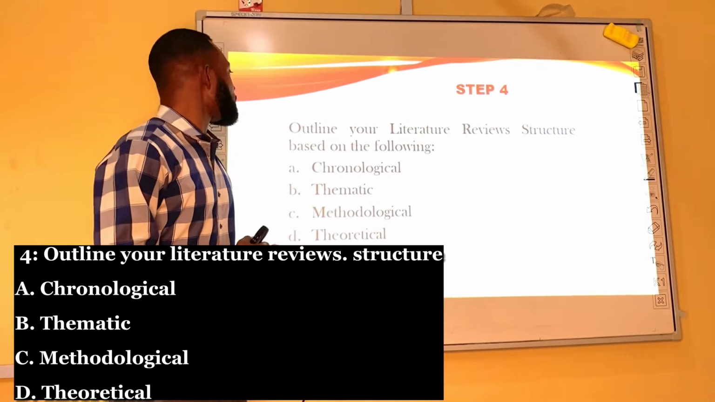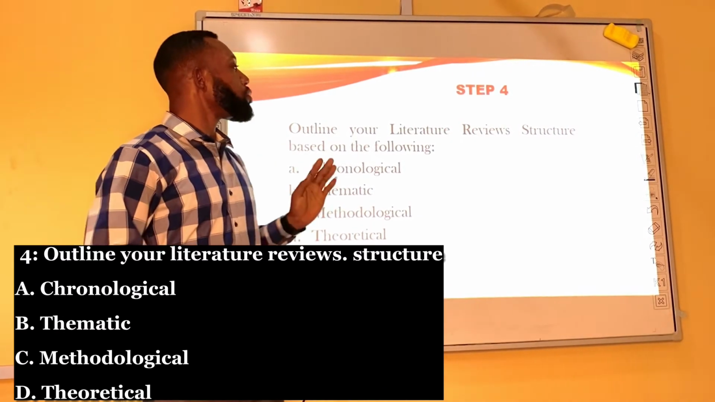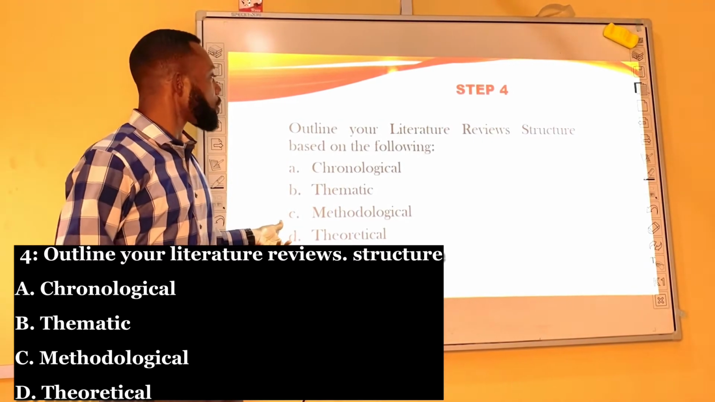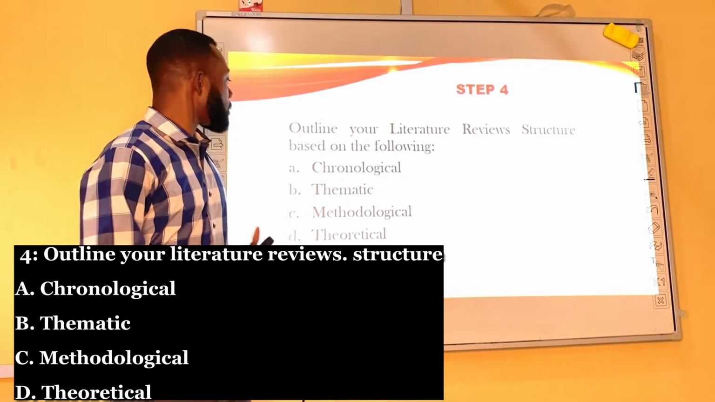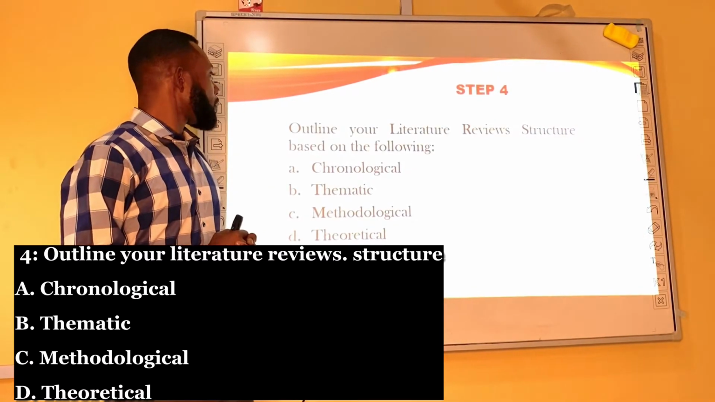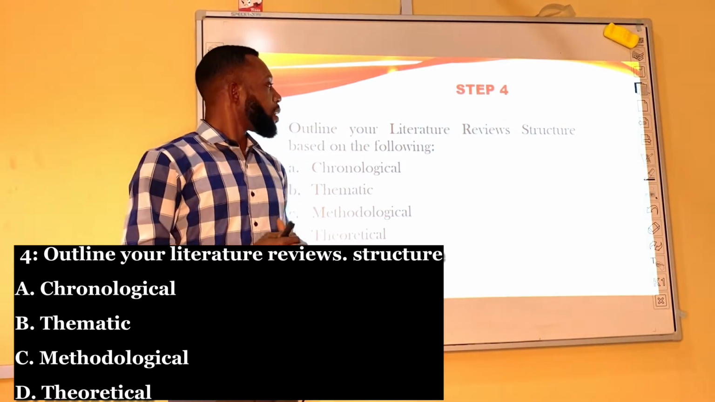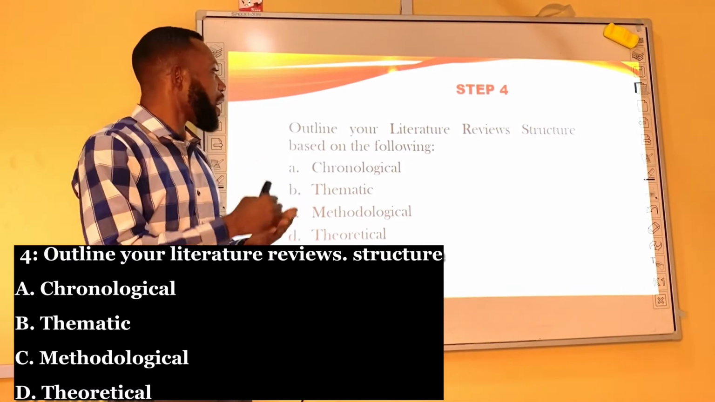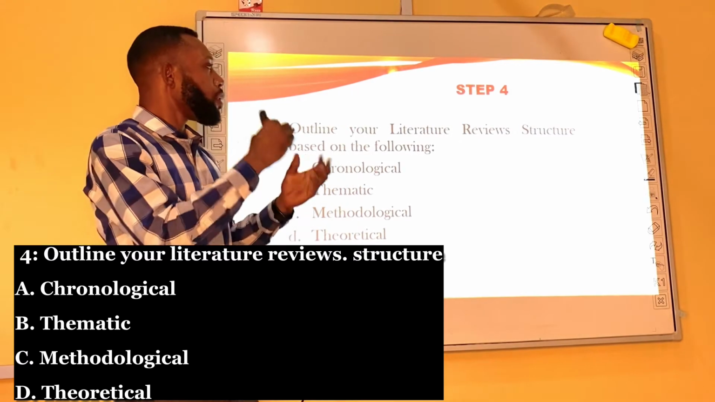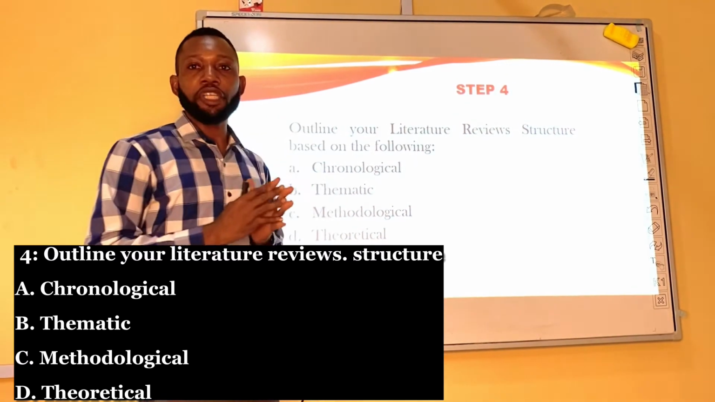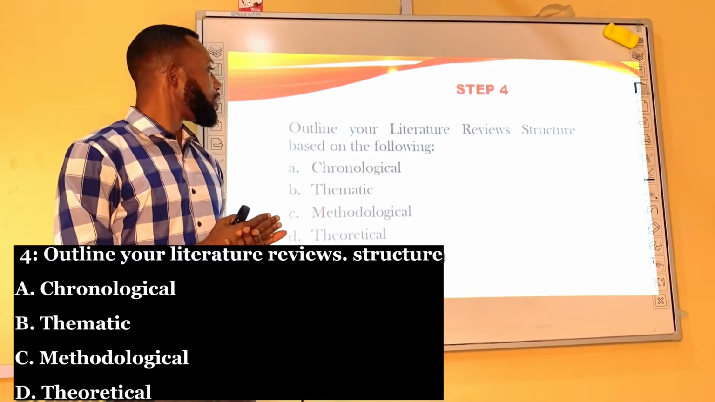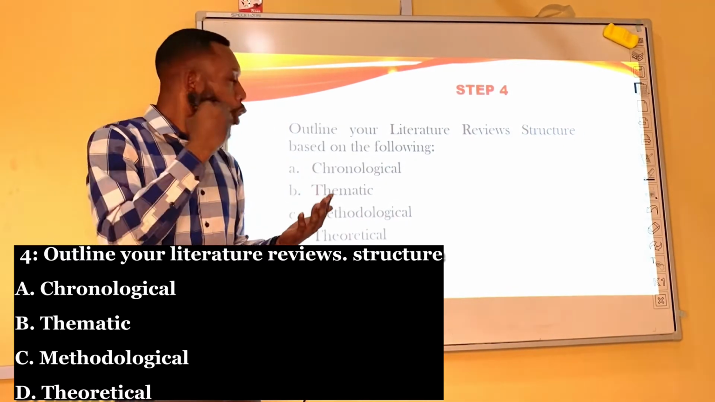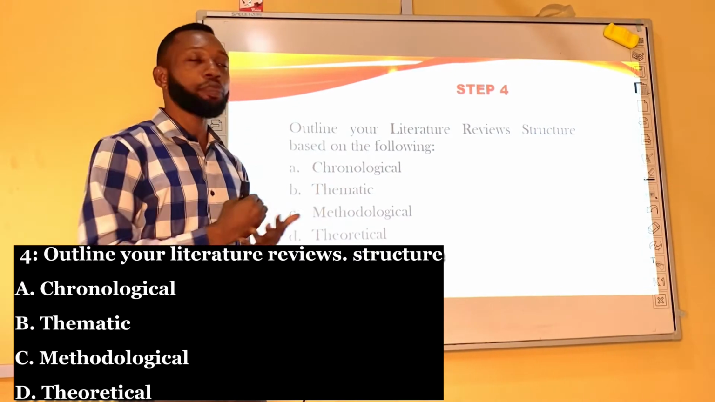Step 4, outline your literature review structure based on these 4 parameters or criteria. Number 1, the chronological order. Now, as a researcher, the first thing is look at how this literature has been structured. Now, go for the recent literature. If you are conducting a study, you need recent literature because that will expose you to current debates as far as that topic is concerned.